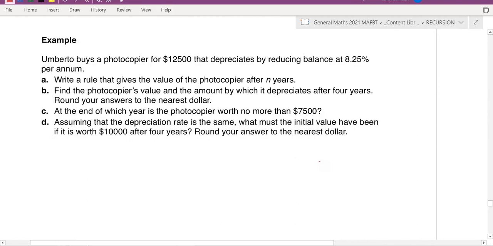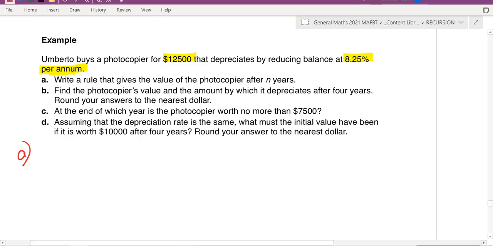Okay, this one's a bit trickier again because this question here might throw some people off, but the first 3 should be okay. A. Write a rule. So this is the nth term rule for this one. Look at the information. You know that that's V0. This is the percentage rate, and it's only compounding once a year, so we don't have to worry about the other rules.